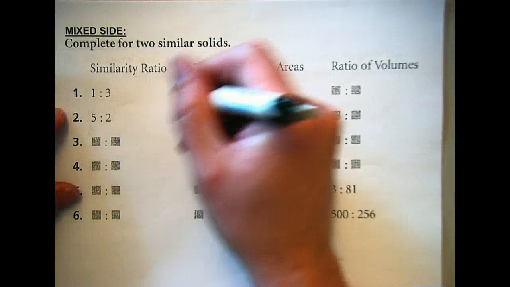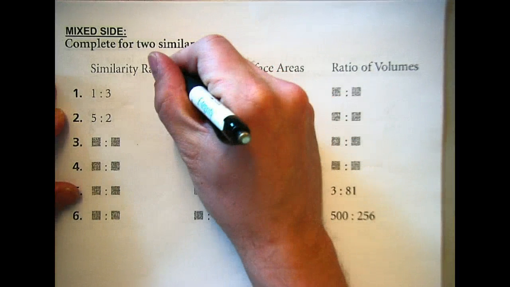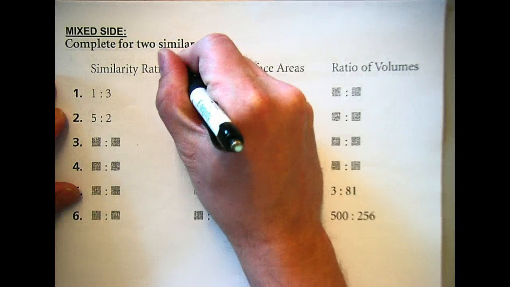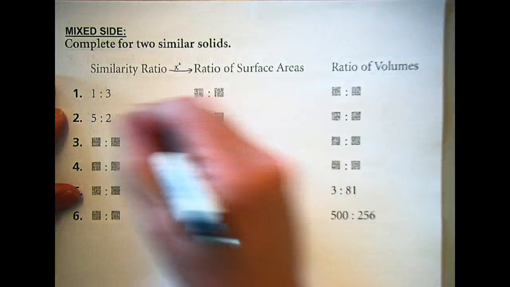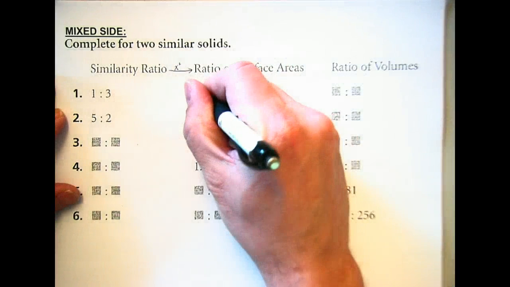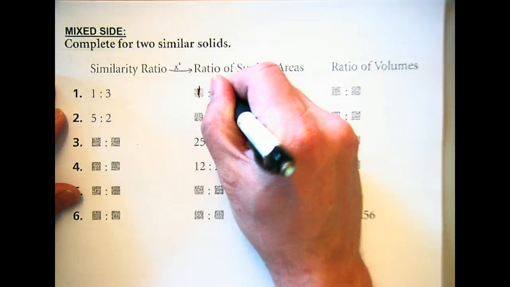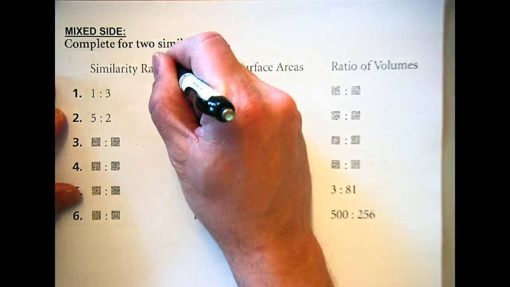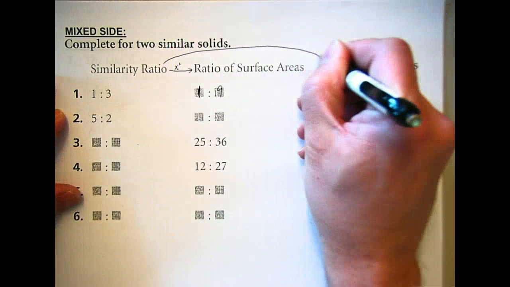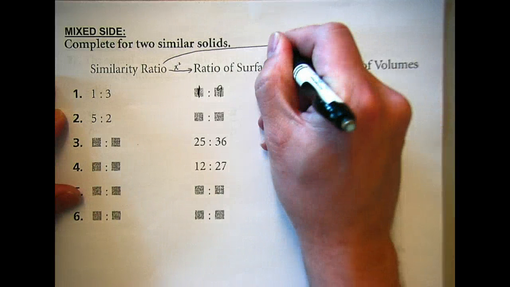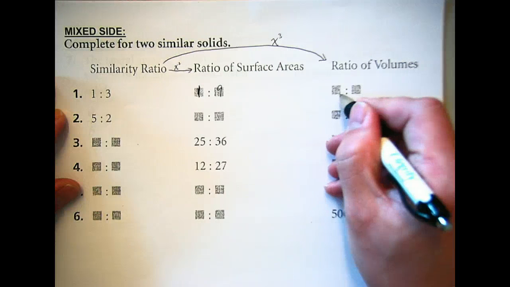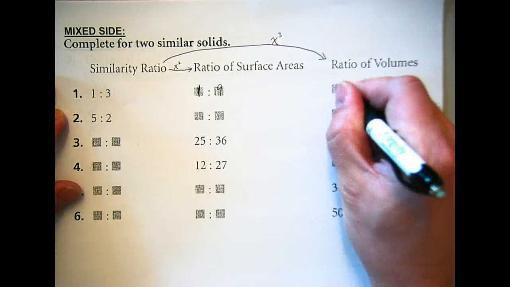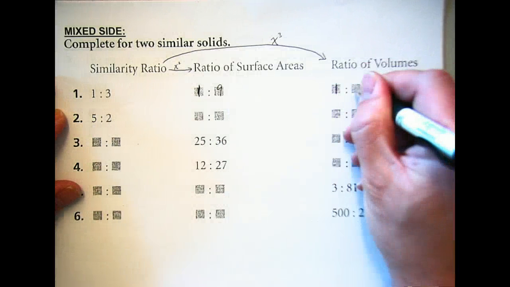Okay, so to go from here to here, we square it, right? So I'm just going to show that by showing x squared. That makes this 1:9. Okay, to go from here to here, what do we do? Cube it. You cube it. Okay, and x cubed. So Nick, what do I get here? 1 to 27. Good. 1 and 3 cubed is 27.